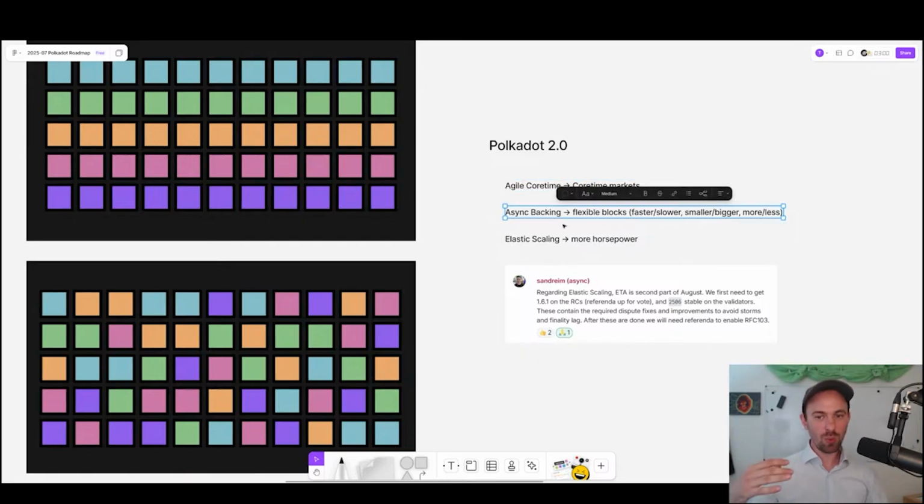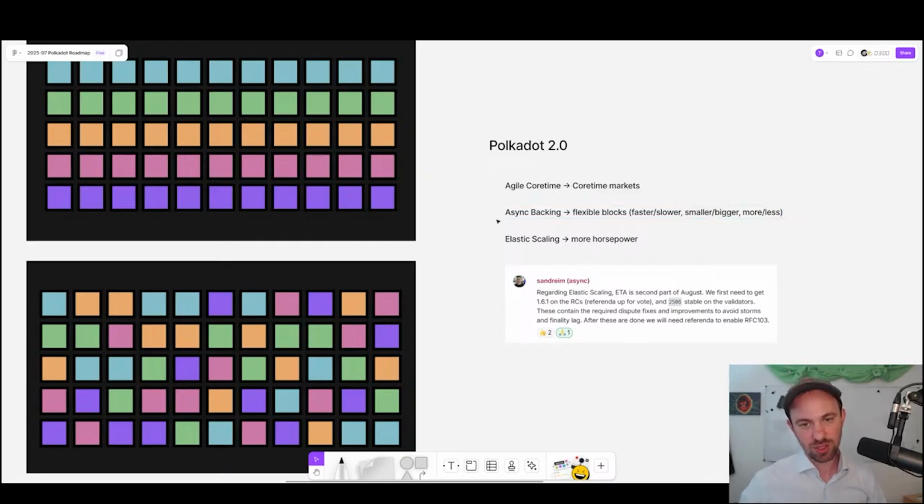Async backing was a feature that was also recently introduced. It makes the blocks much more flexible. You can have faster blocks, you can have slower blocks, you can have smaller blocks, bigger blocks, more blocks or less blocks. So it lays the foundation for making everything more flexible. And what it brought out of the box was that all the parachains in Polkadot now run at 6-second block times, with the potential to go much faster.